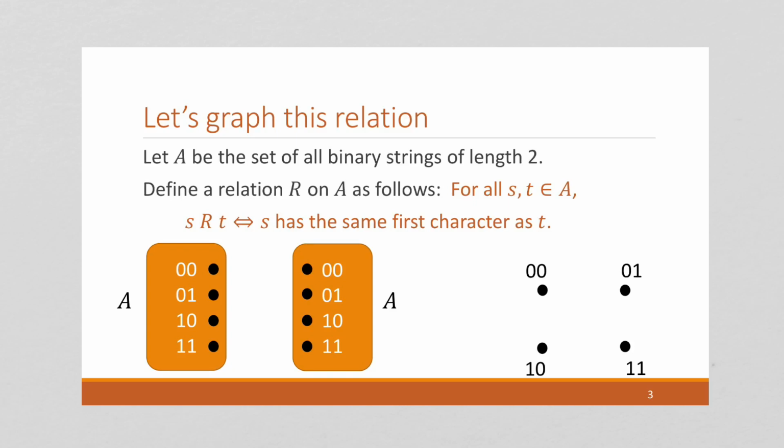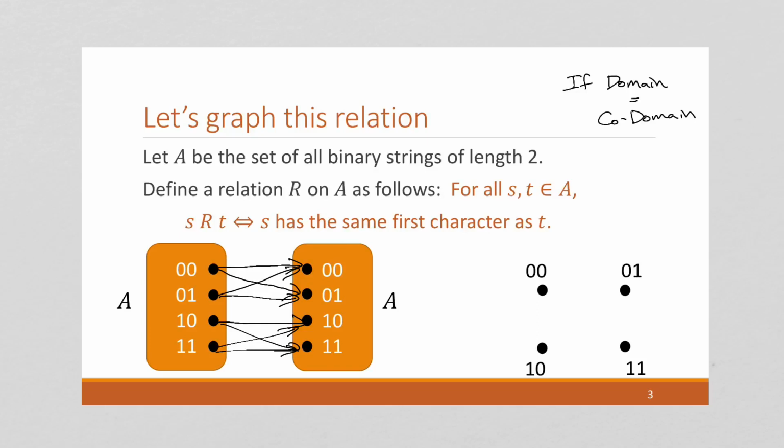So we can graph this relation R on A in a couple different ways. First is our traditional arrow diagram on the left, right? I can say that 0, 0 is related to 0, 0 because they both have zeros as their first letter or first character. And same here, and here, and here. And then ones. So this is one way of showing this relation. Now, if both the domain and the codomain are the same, if the domain equals the codomain, we can say this is a relation over that set.